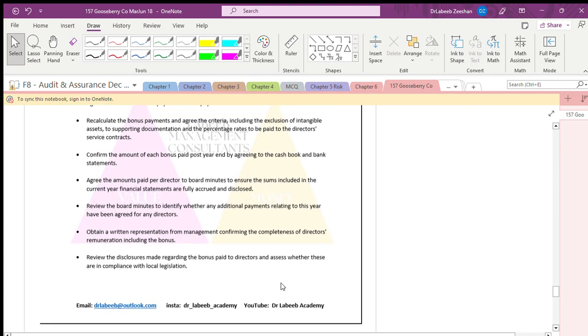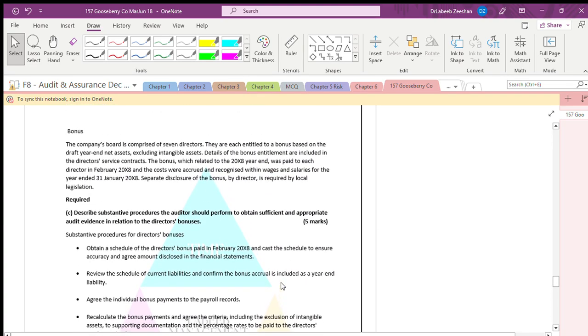Coming back to this, they are talking about another substantive procedure where they take into consideration the bonus factor, right? Now, describe the substantive procedure the auditor should perform to obtain appropriate evidence with respect to director bonuses. Right? Now, go to the scenario.